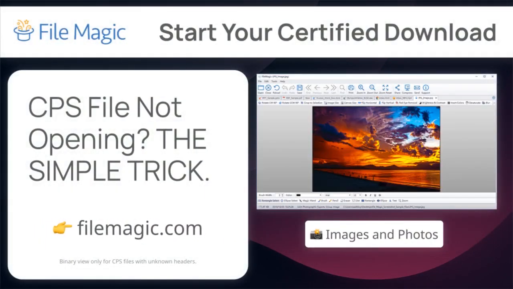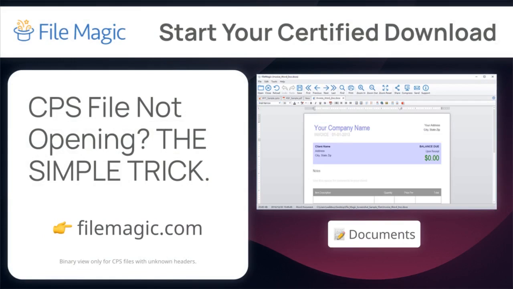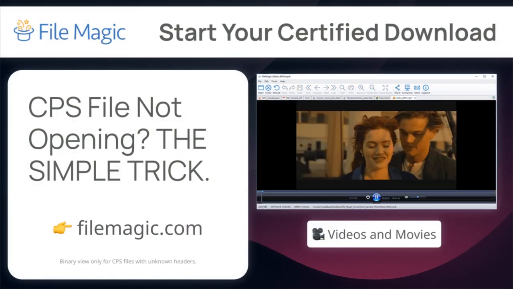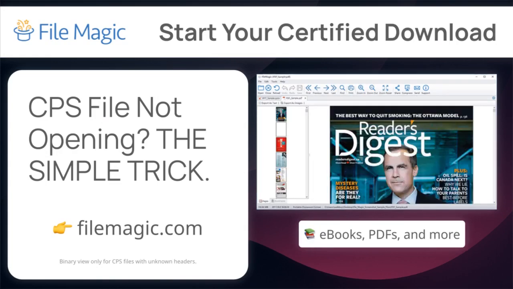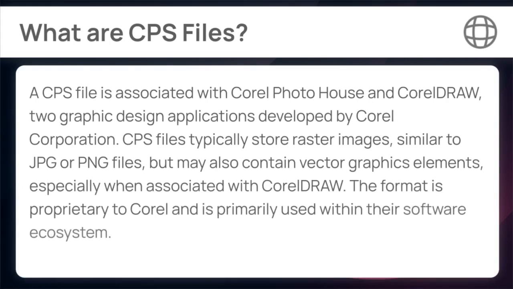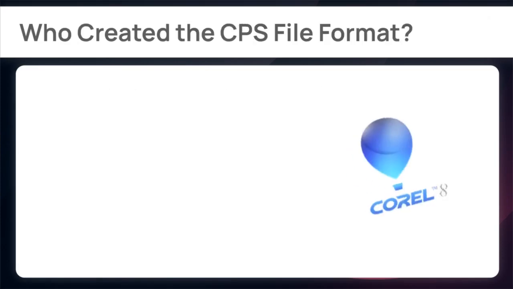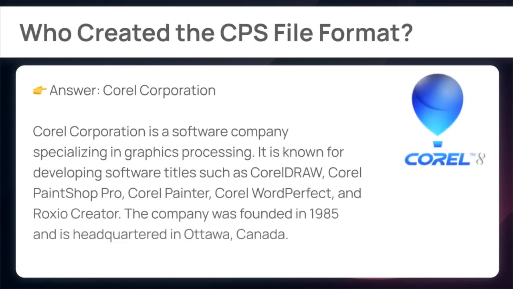We will demonstrate the power of a single CPS file inspection application that effortlessly manages complex troubleshooting across all file formats. A CPS file is associated with Corel Photo House and CorelDRAW, two graphic design applications developed by Corel Corporation. CPS files typically store raster images, similar to JPG or PNG files, but may also contain vector graphics elements, especially when associated with CorelDRAW. The format is proprietary to Corel and is primarily used within their software ecosystem.